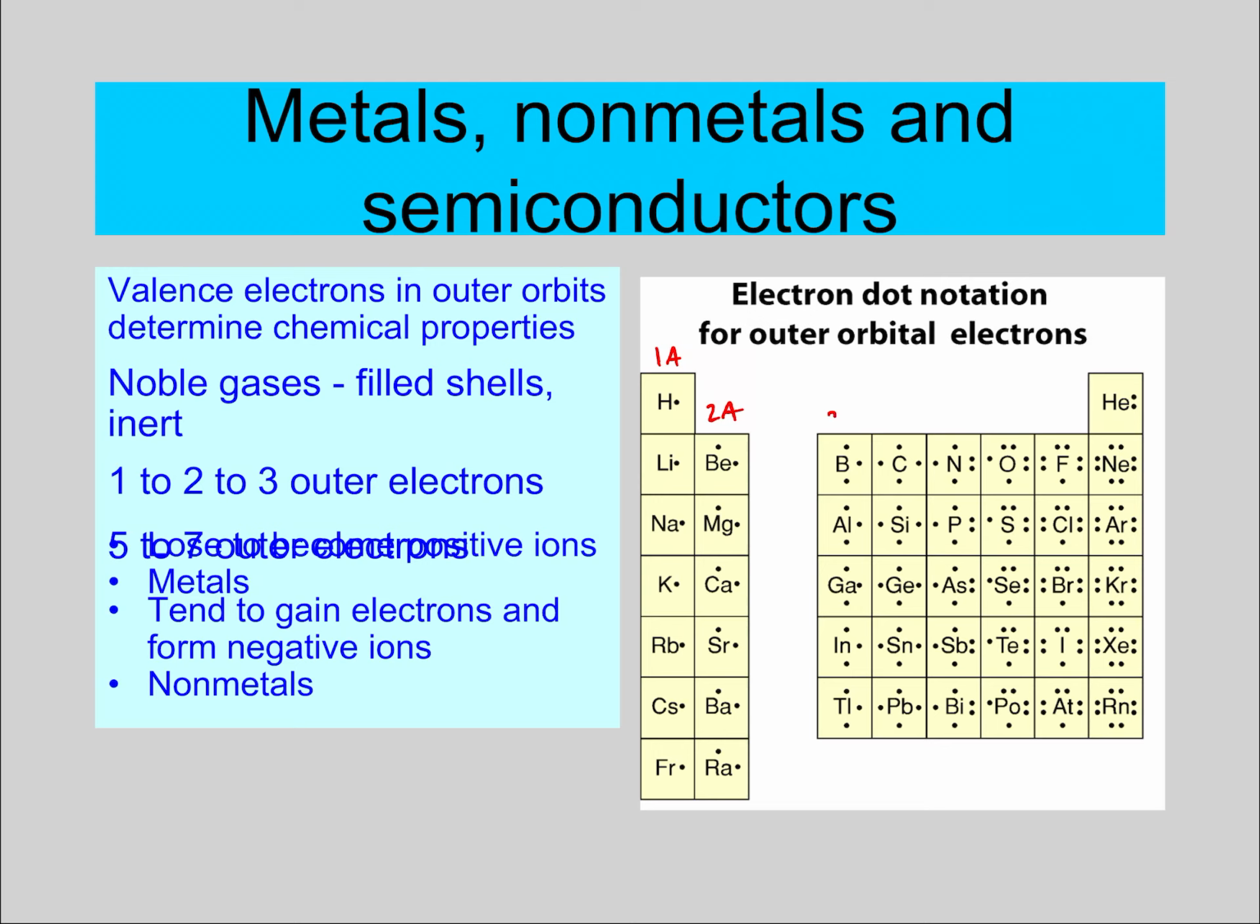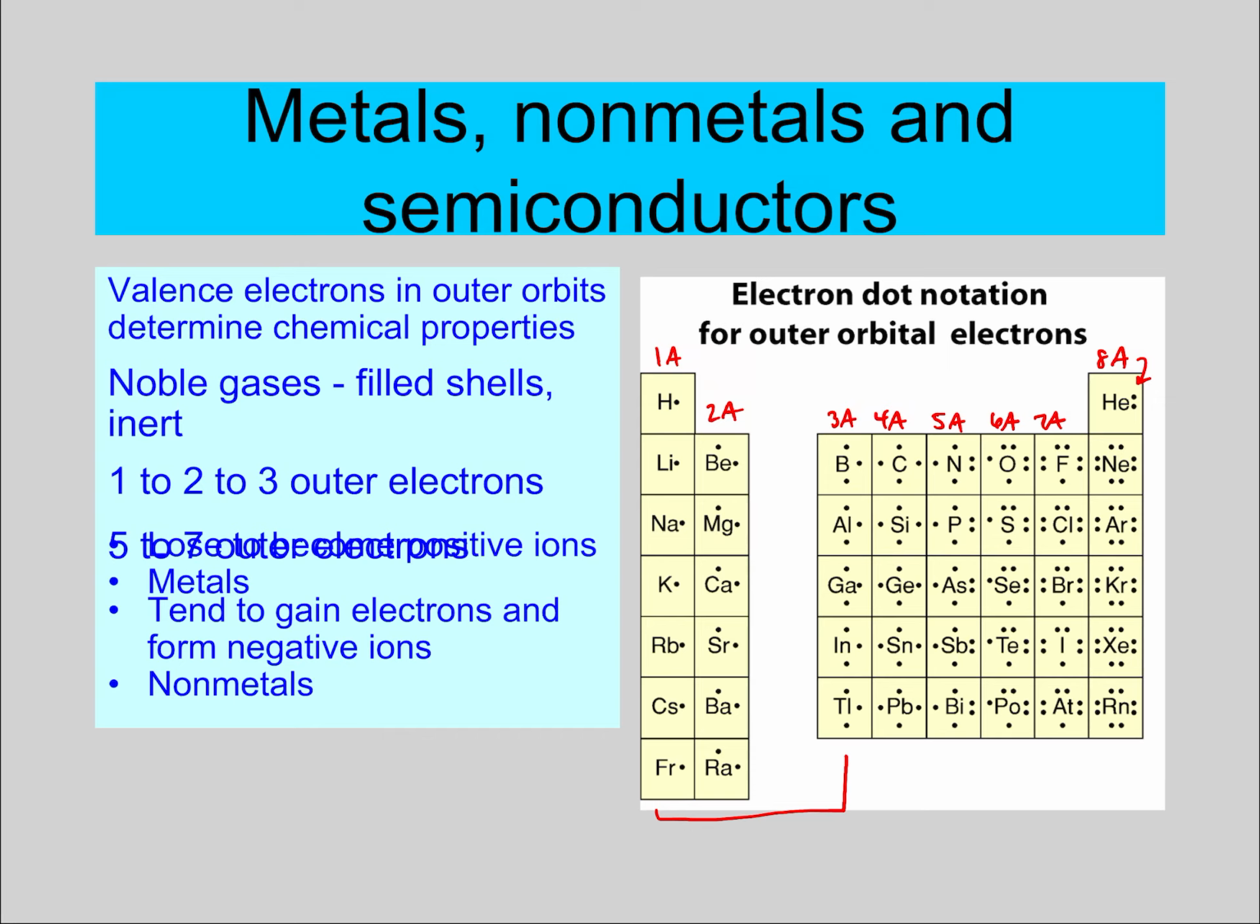This was group 1A, 2A, 3A, 4A, 5A, 6A, 7A, and 8A. You'll see there's only one exception. Helium only has 2 electrons, so it doesn't have the full 8 that all the other elements in its column have, but it's because it's a very small atom, it doesn't have room for 8.